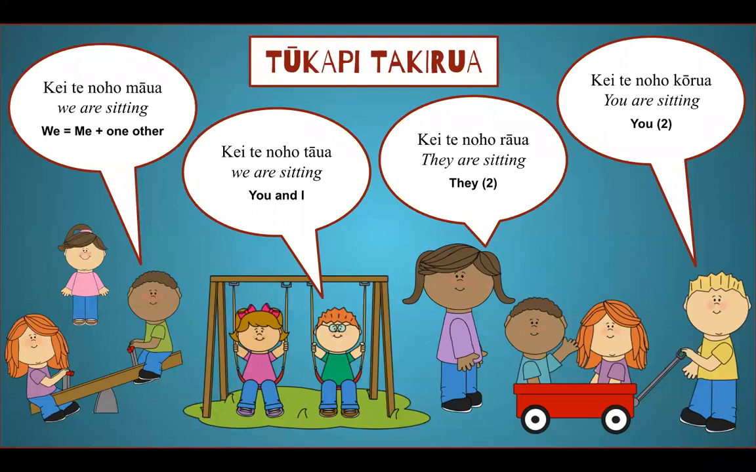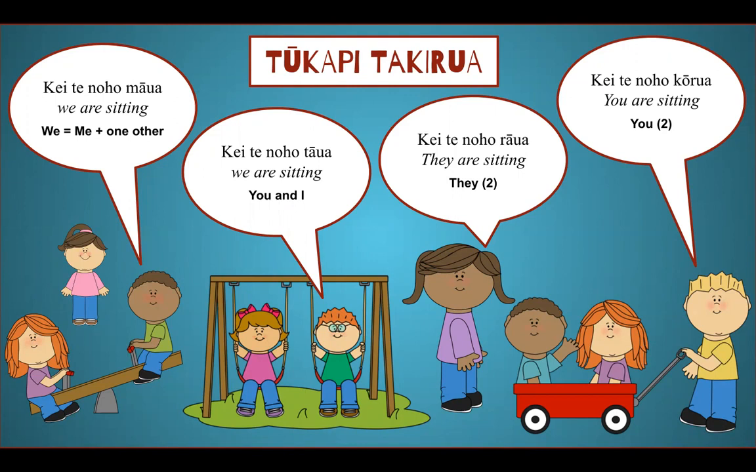On the seesaw, the boy is speaking to the girl who is standing, saying, kei te noho maua, we are sitting, referring to the girl sitting on the seesaw and himself. The boy on the swing is speaking to the girl on the other swing. We are sitting, as in you and I.